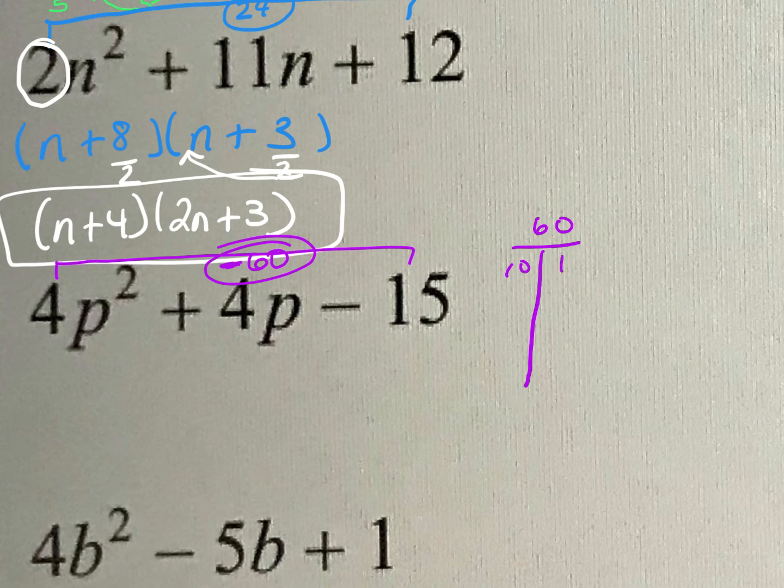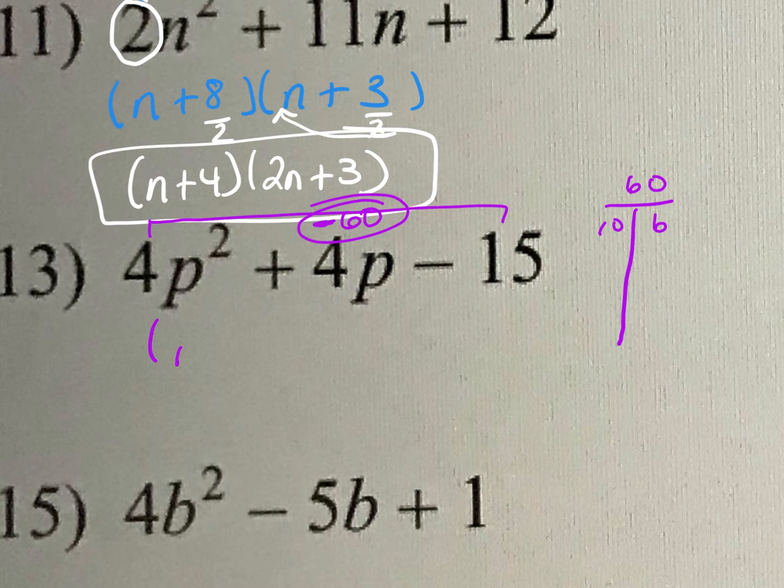Good. 10 and 6. Guys, if you don't know the factors of 60 off the top of your head, that's fine. Write them out. 1 and 60, 2 and 30, 3 and 20, 4 and 15, 5 and 12, 6 and 10. Now, what can somehow give us a positive 4 in the middle? So I have p plus 10 and p minus 6, right?